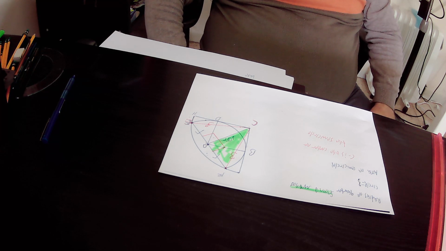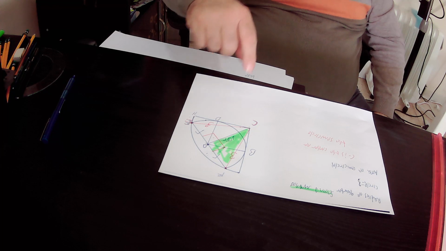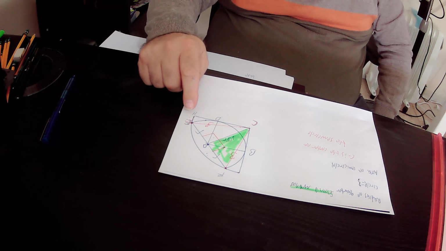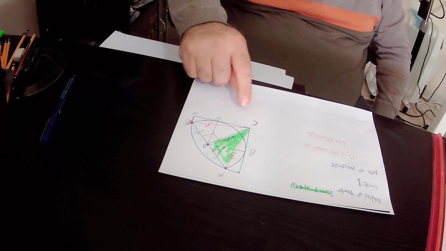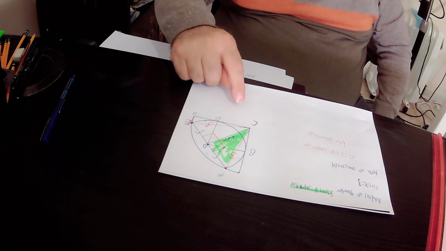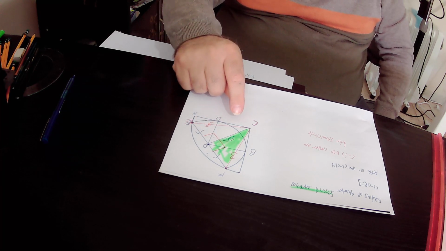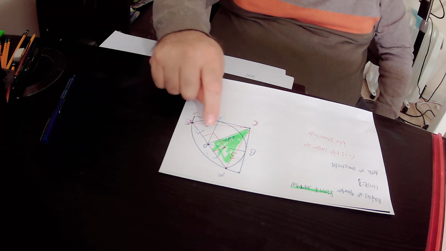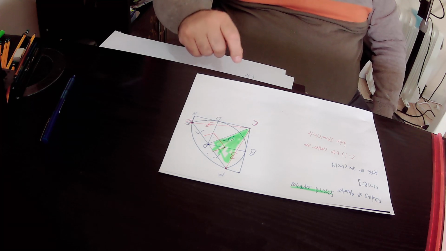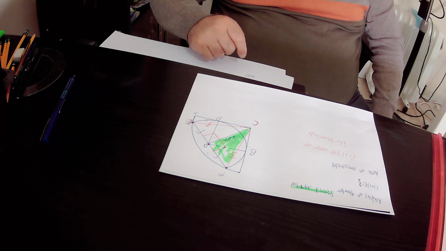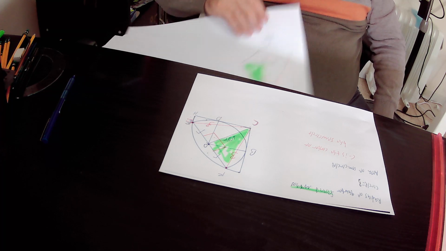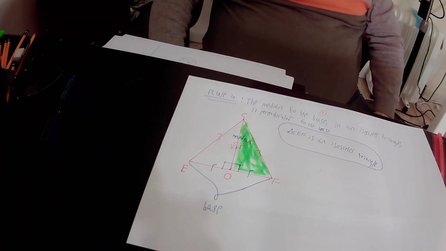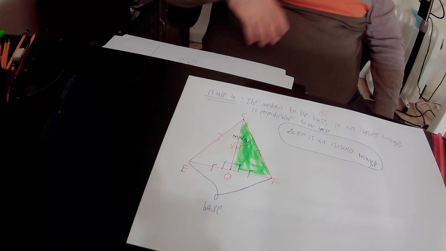In this isosceles triangle FCE, FE is the base, and CO is the median to the base. Why is CO the median to the base? Because CO bisects the base into 2 equal parts. FO equals OE equals 1. For that reason, CO is the median to the base. And we also have rule number 4. According to rule number 4, the median to the base in an isosceles triangle is perpendicular to the base.